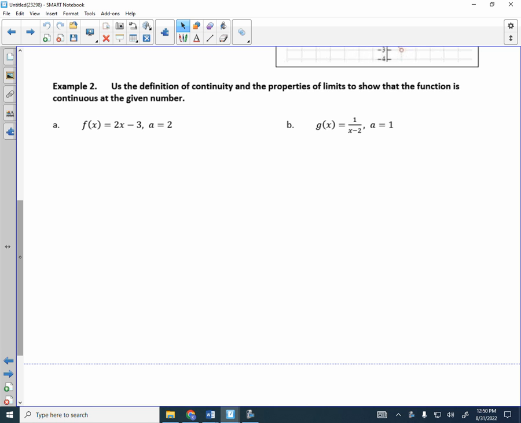Okay, so this is just review. This is not going to be a piece that you have to do in your assignment. The second piece is. So we go back to example 2. It says, use the definition of continuity and the properties of limits to show that the function is continuous at the given number.